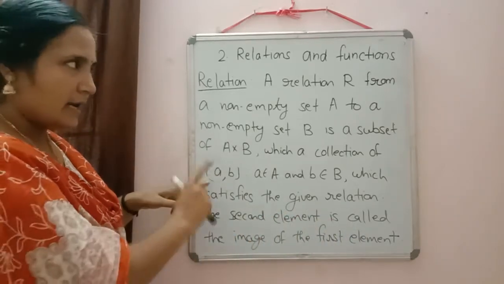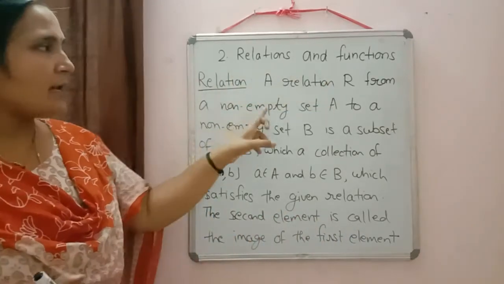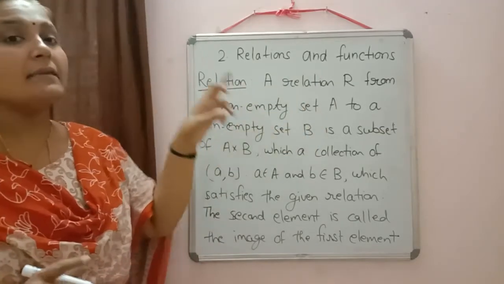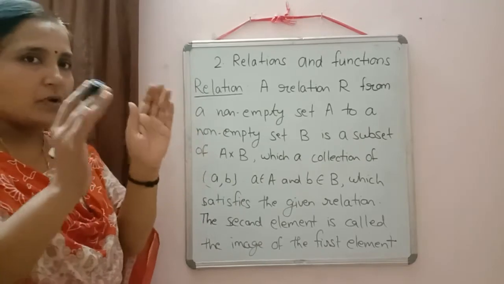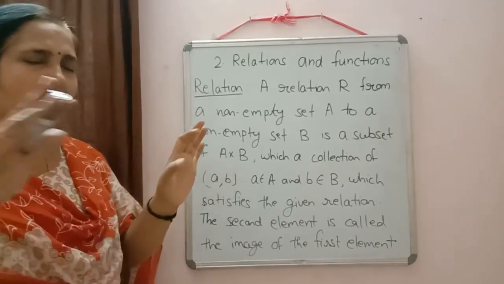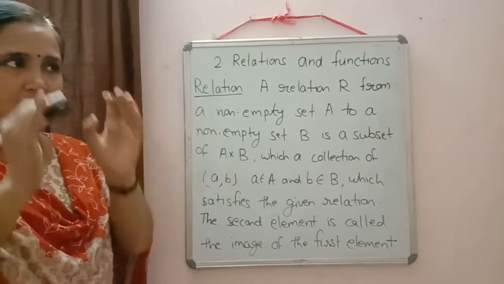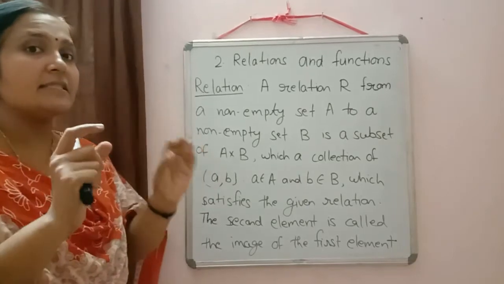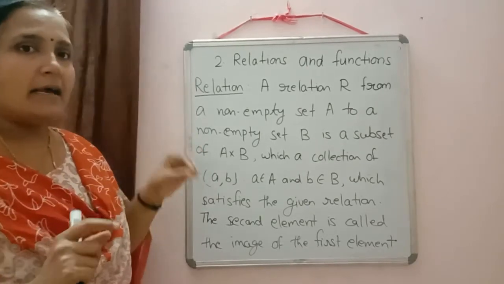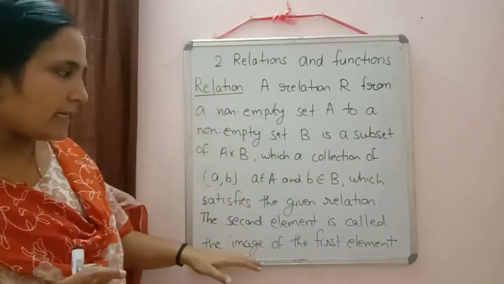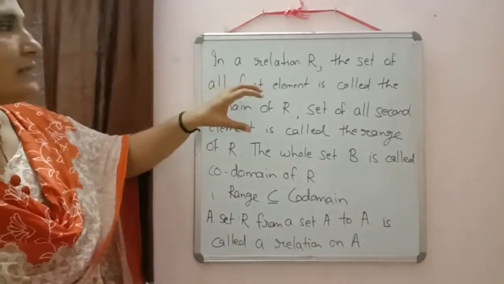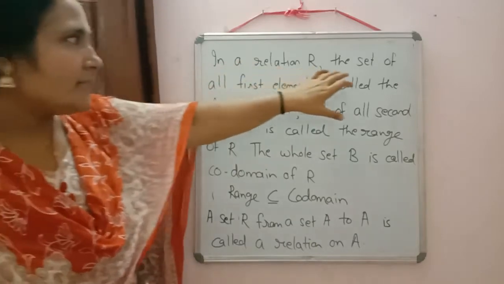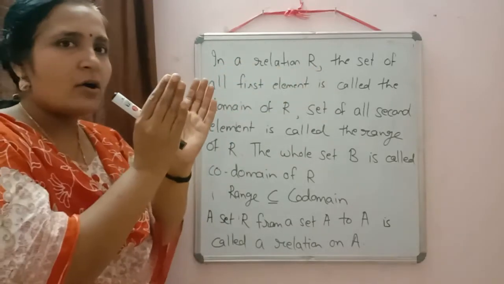Clear? A relation R from a non-empty set A to a non-empty set B is a subset of A cross B. So in relation, we will not write all the elements of A cross B. We will write those elements which satisfy the given relation. So all of you write down the definition when we describe the relation. So in that relation, we will write the ordered pairs.